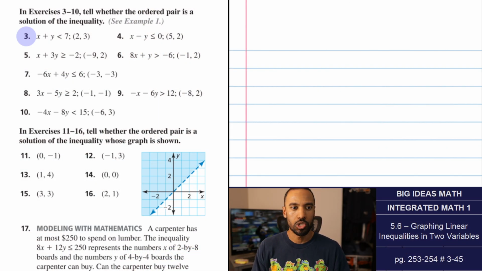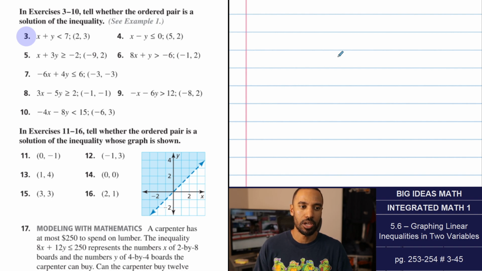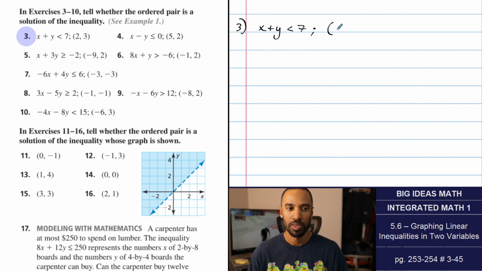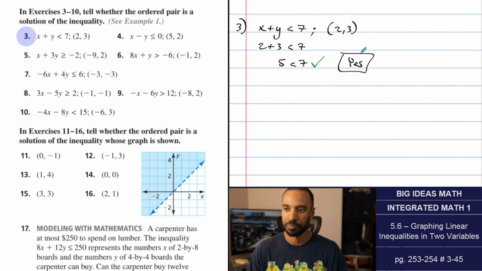Before doing graphs, we're going to do what they did in their sets of examples, which is testing points. Tell whether the ordered pair is a solution of the inequality, and we will, of course, be writing these ones out. X plus y is less than 7 is the statement. 2, 3 is our ordered pair to test. Let's see if 2 plus 3 is less than 7. That's 5. 5 is less than 7. That checks out. So is it? Yes, it is. That is a solution.